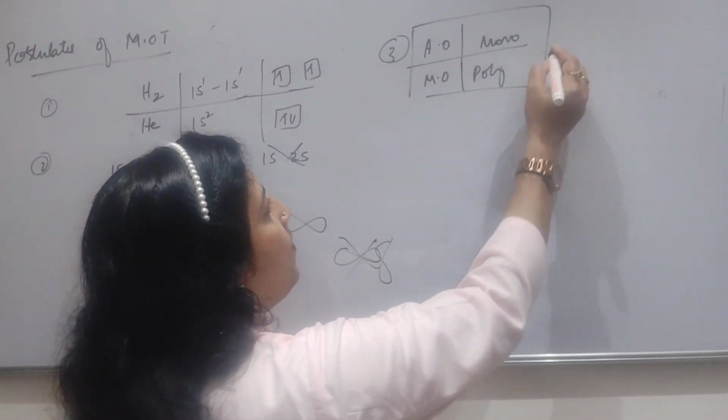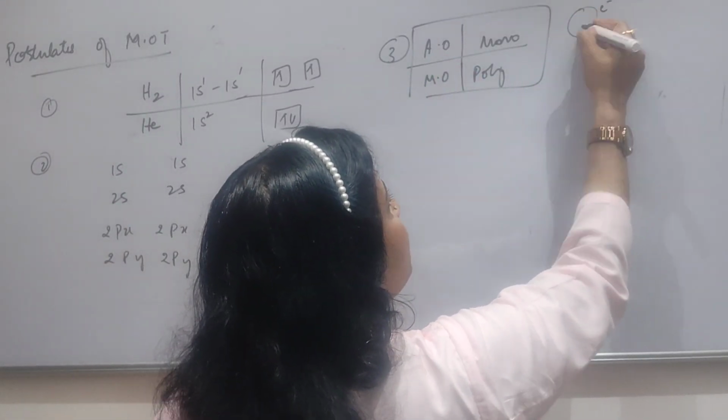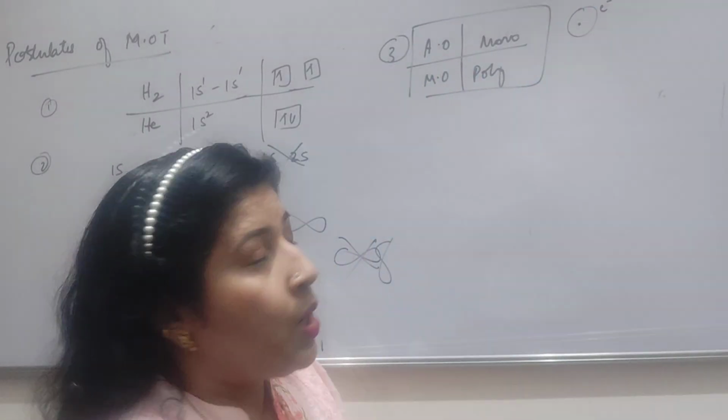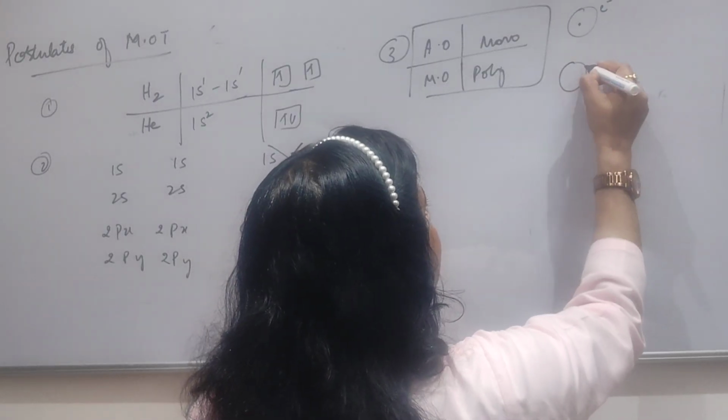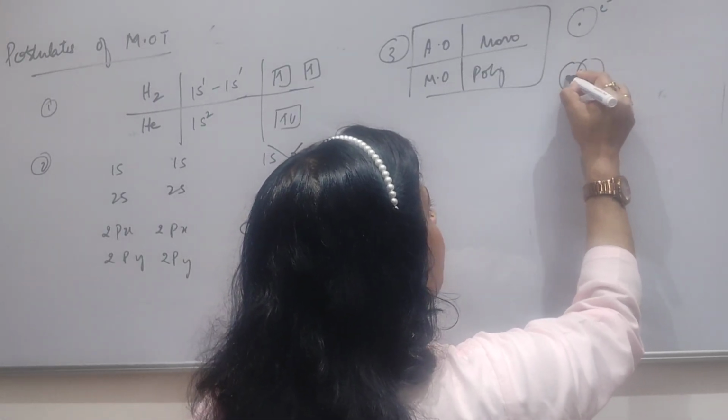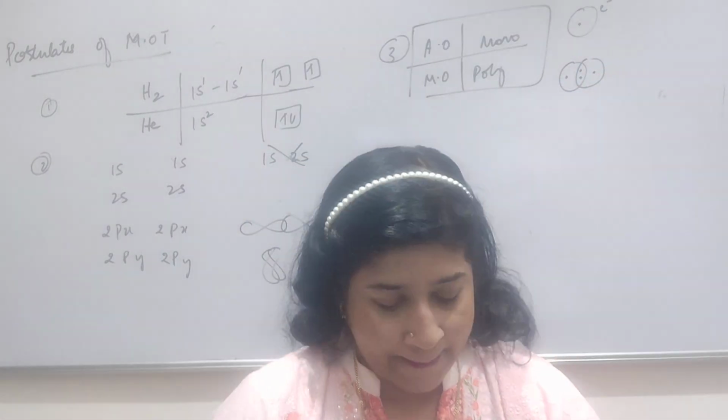That means in atomic orbitals, the electron is ruled by one nucleus. In molecular orbitals, the electrons are ruled by two nuclei.